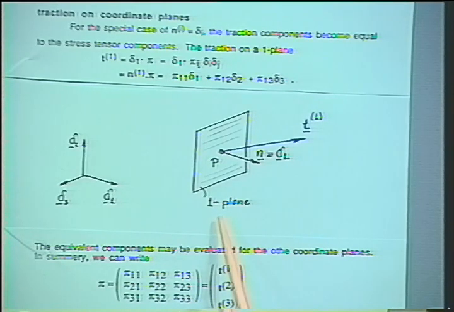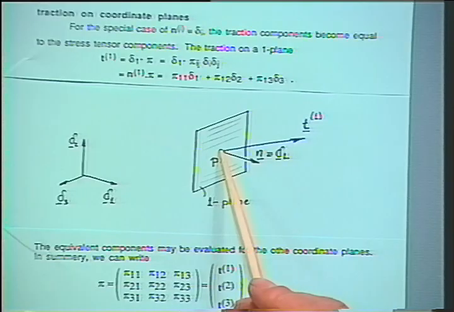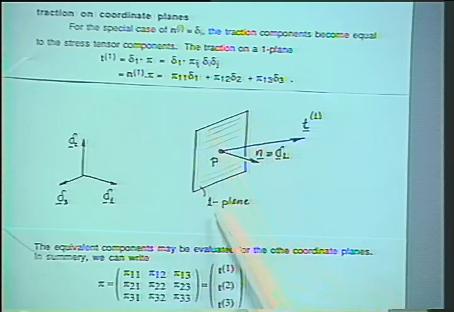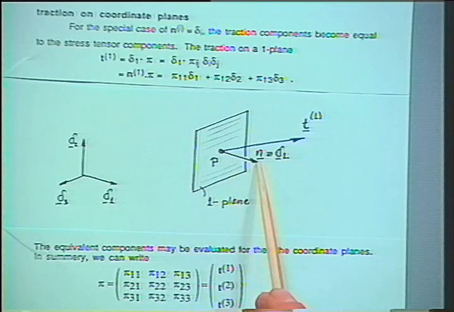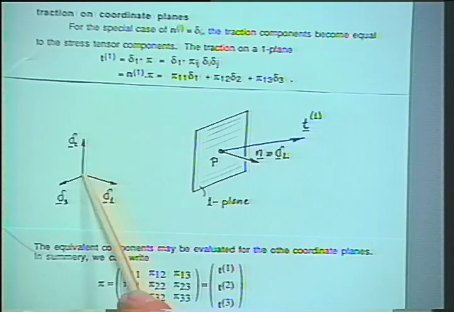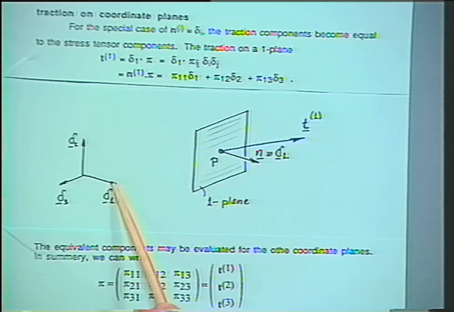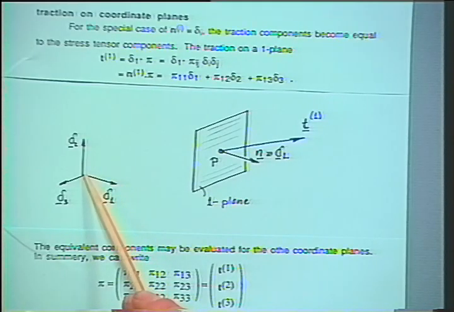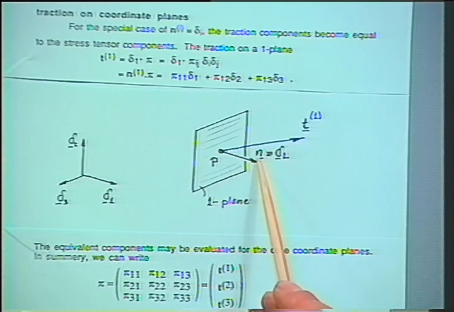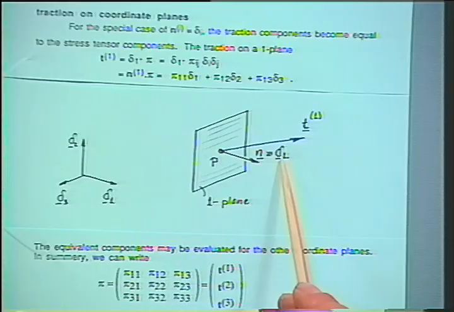For instance, at point P in our material, we could draw a little area element with a normal in one direction. We would call this a 1 plane. And the normal of that plane is identical with delta 1. Note a little vector like this is defined by its length and its direction, its unit length in this case. And it is independent of its position. So this vector is really identical with that vector. Okay, so those 2 are identical.